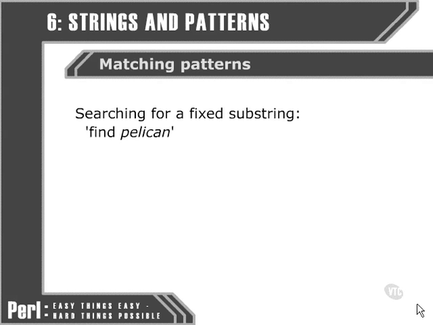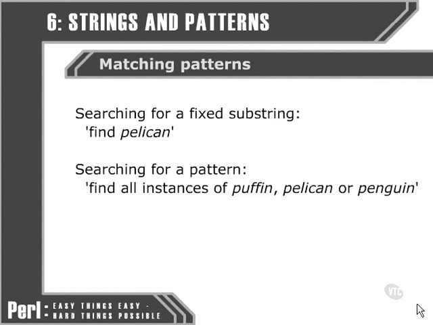So for instance, instead of simply searching for only the word pelican within a larger string, we can look for any instances of any of 3 or more words, such as puffin, pelican, or penguin. We don't know which ones are going to appear within the larger string, but we can simply ask Perl to find any instances that it can within the larger string and return those to us.